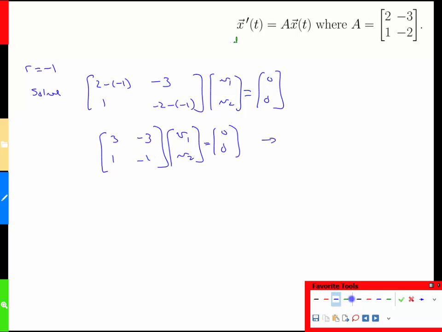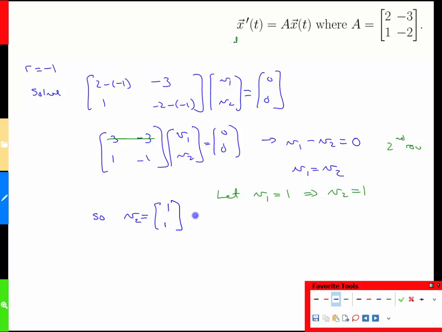I guess we could cross off the first line because it's actually more complicated. And we could say from the second row here that 1 times v1 minus v2 has to equal 0. So v1 has to equal v2. Take your choice of value. Let's let v1 equal 1. And then v2 will also equal 1 because of this. So (1, 1) is the eigenvector corresponding to r equals -1. Let's call it v2.